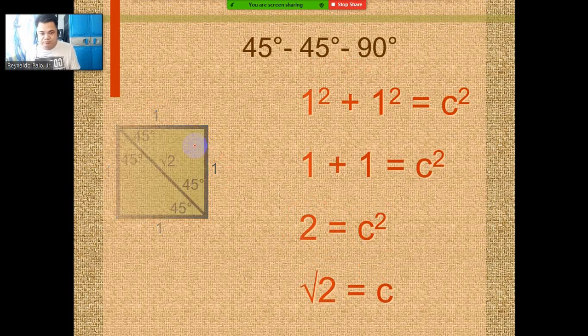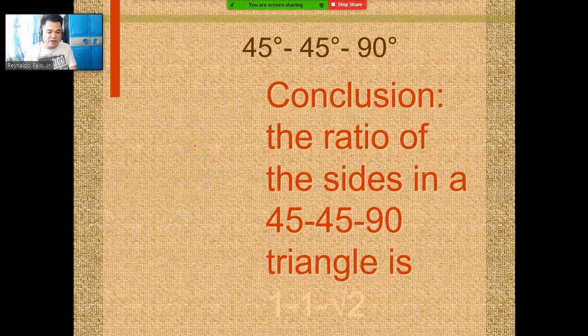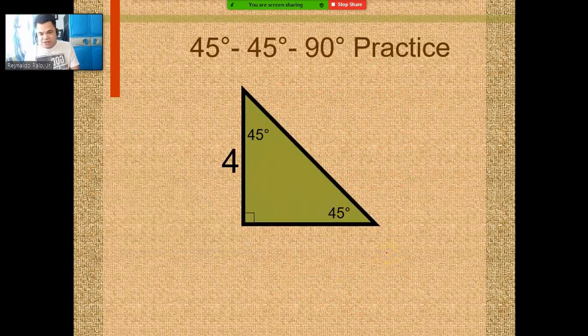So the conclusion is that the ratio of the sides in a 45-45-90 triangle is 1, 1, square root of 2. Opposite the 45 degree angle is 1, opposite the other 45 degree angle is 1, and opposite the 90 degree angle is square root of 2. This will now be our basis in computing the unknown segments of a 45-45-90 triangle. So let's have a practice.